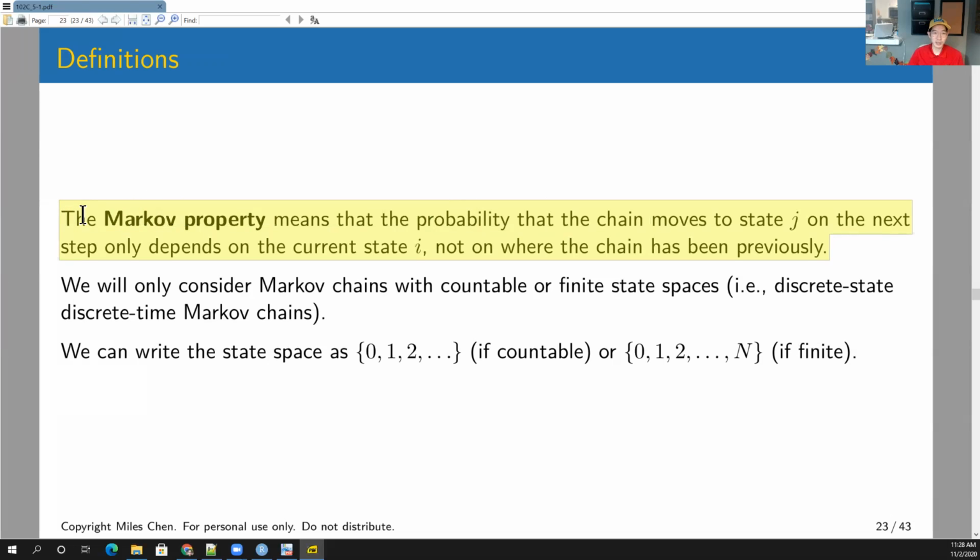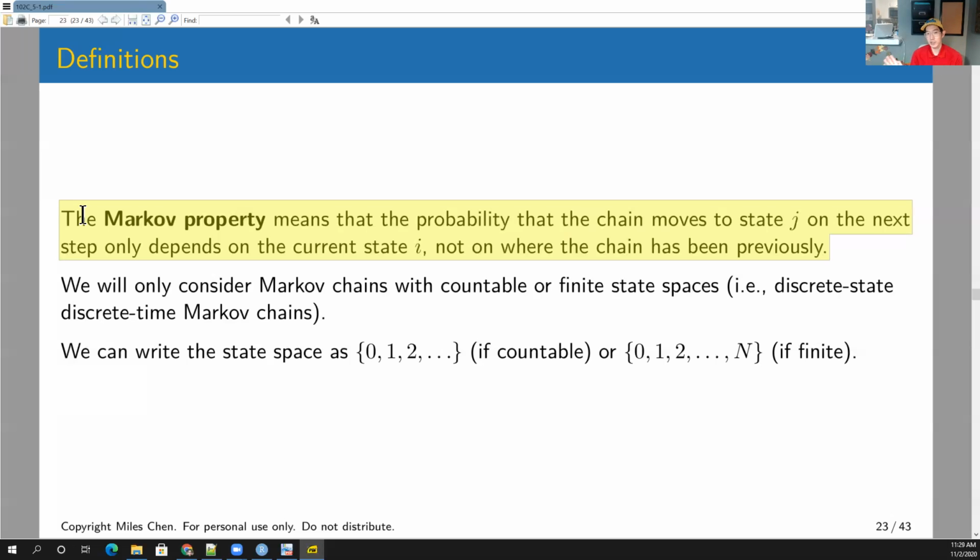That, you know, the next step only depends on the current step or current state, nothing that has happened before. All right, and so we're only going to consider, as far as this class goes, Markov chains with countable or finite state spaces. So discrete: we've got discrete state, discrete time Markov chains.